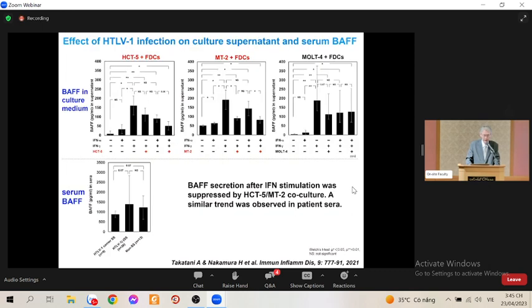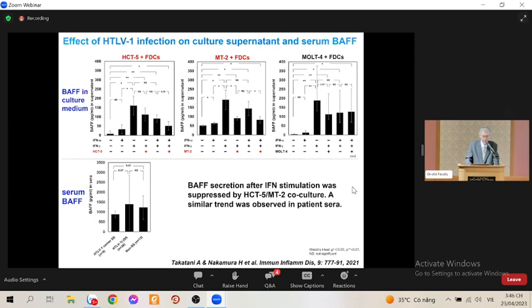And this slide shows the effect of HTLV1 infection on culture supernatant and serum BAF level. Upper panel shows BAF expression in culture medium. When I add interferon gamma, the BAF expression was increased. However, when we added HCT5 or MT2, the increased BAF expression was significantly inhibited. And also, serum BAF levels were slightly low in HTLV1 carrier SS patients.